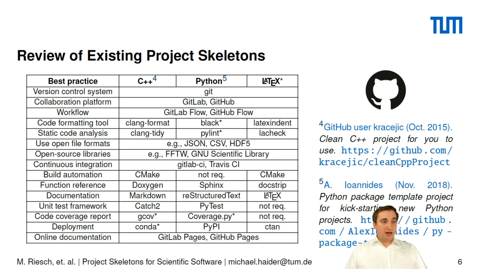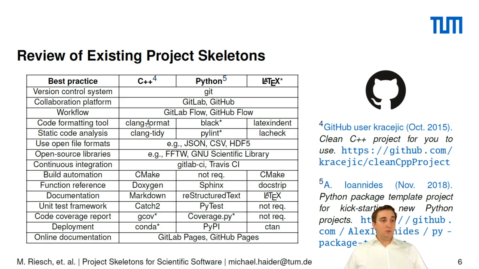For collaboration platforms, we have GitLab and GitHub available. And also for the workflows, there's the GitLab flow and the GitHub flow. They're quite similar. I think GitLab flow is a bit stripped down, a bit simpler than the GitHub flow, so based on a little less branches. But in the end, one just should stick with one workflow and go ahead with this.